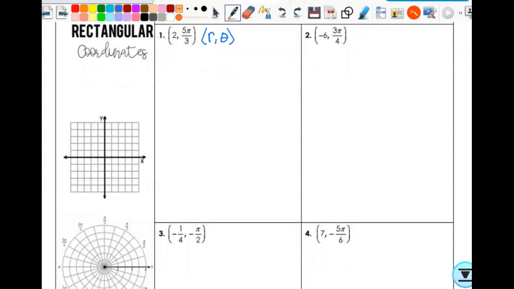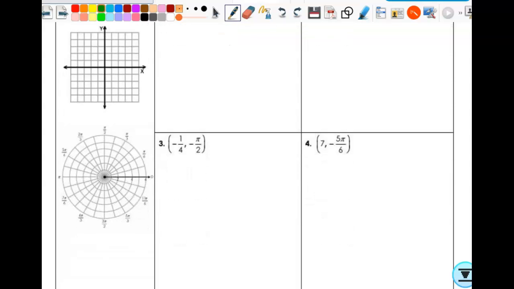Okay, so the first thing that we're going to do is we are going to plot that point. It's over here. It's a polar coordinate, so we're going to plot point 2, 5 pi thirds. So I'm going to go to 5 pi thirds, which is right here. 2 would be right here. And I'm going to label that number 1.